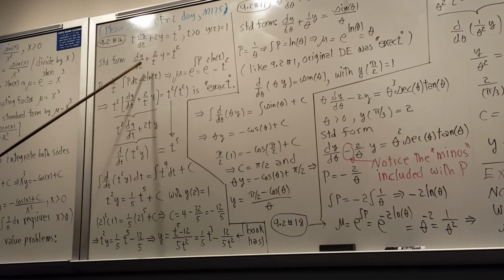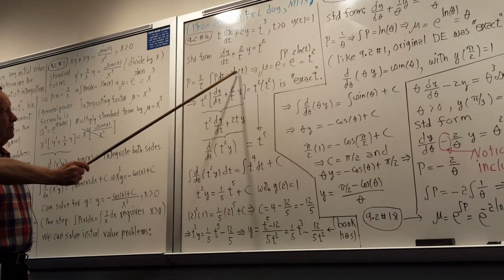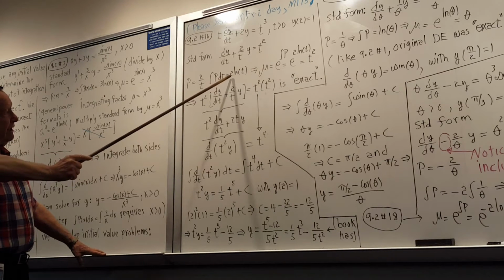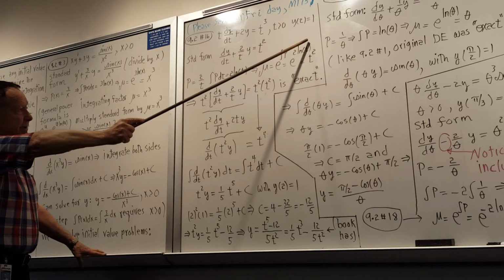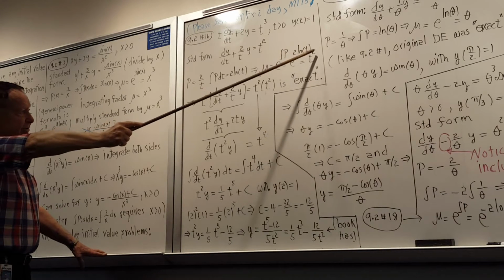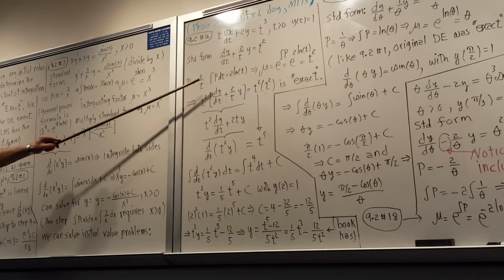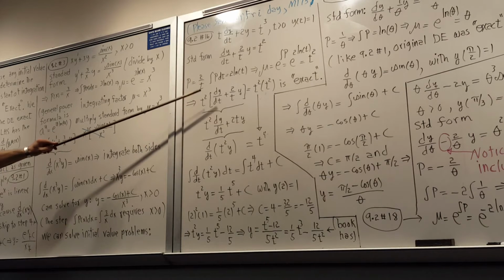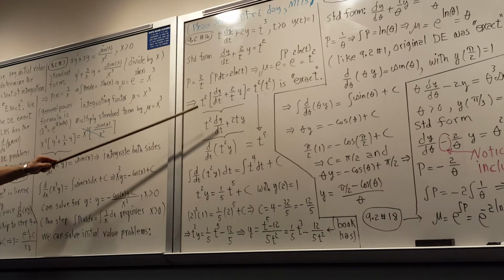Okay, so back to here then. The p is plus 2 over t. The integral is 2 log t. And so the integrating factor is e to the 2 log t, or e to the log t squared, which is the same thing, and then e to the log t squared is t squared. So you multiply standard form by the integrating factor, not necessarily the original, but the standard form.